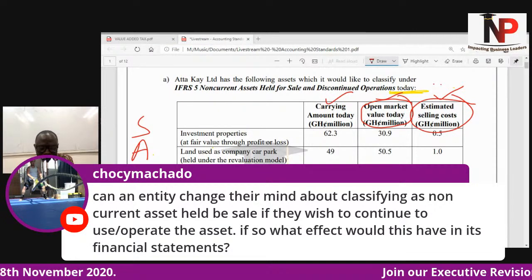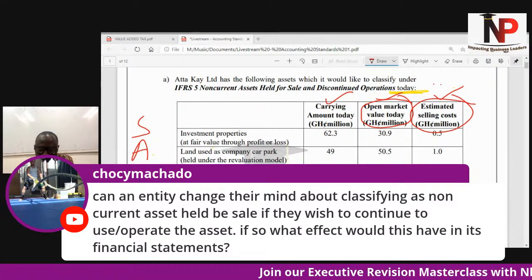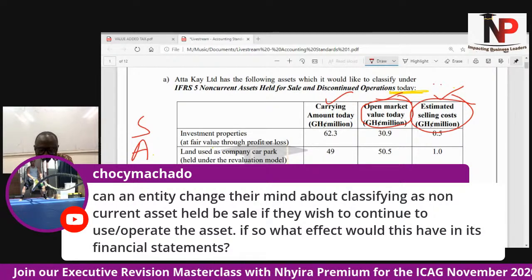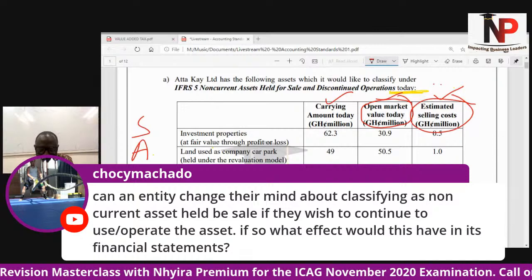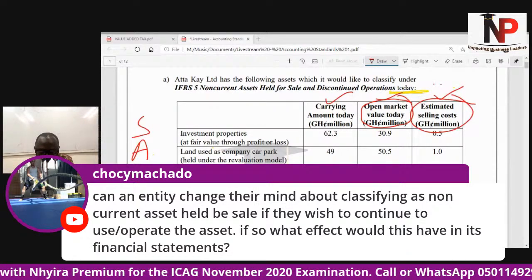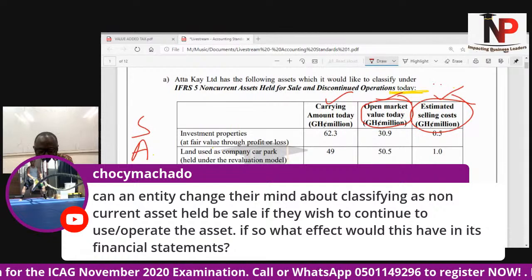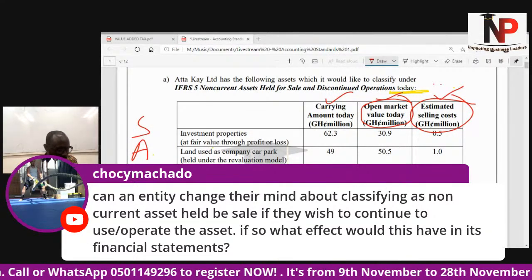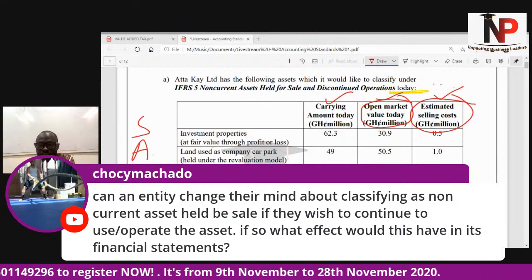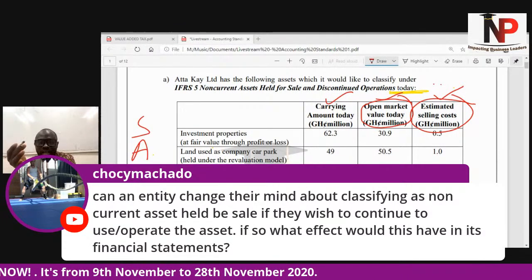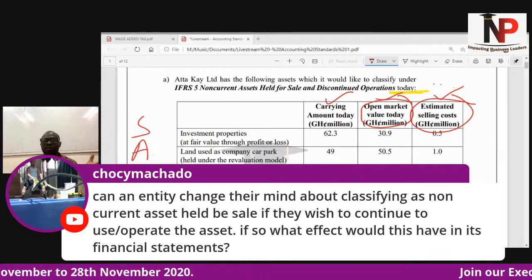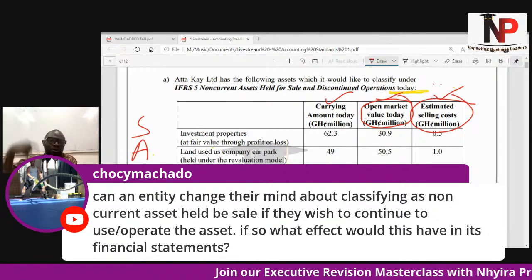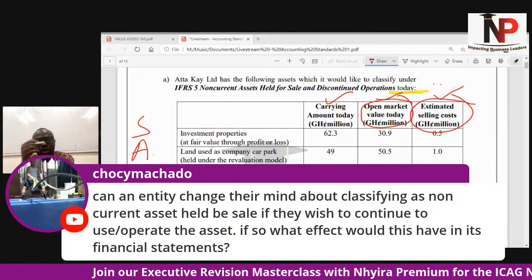Josie Chamado said, can an entity change their mind about classifying as non-current assets held for sale if they wish to continue to use or operate the assets? If so, what effect would this be in its financial statements? Okay, so if, for instance, an entity has decided that they will sell the assets, so they will be carrying it as held for sale, then later on they change their mind to use it in the operation, we just reverse the account in that case.